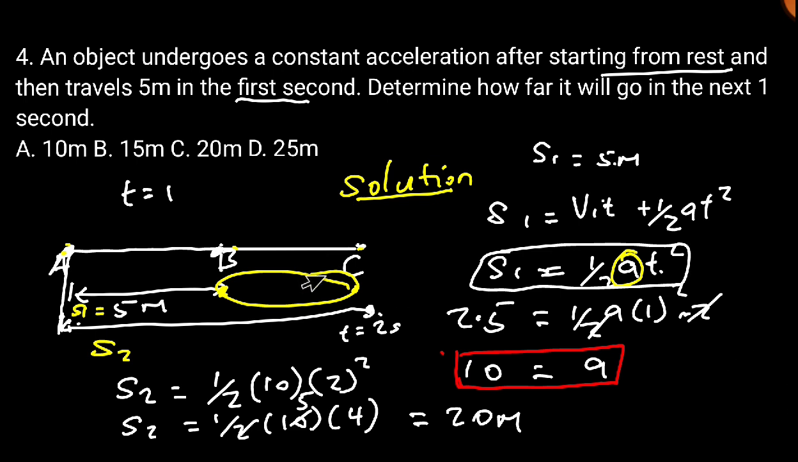Now this displacement, which we were asked to find, is going to be S2 minus S1, which is 20 minus S1, which is 5. Now this is equal to 15 meters. So this is the answer to this question.